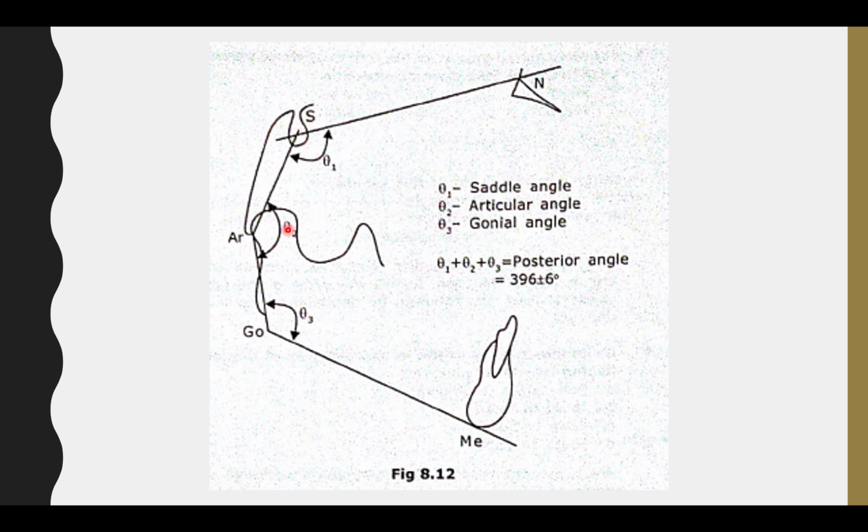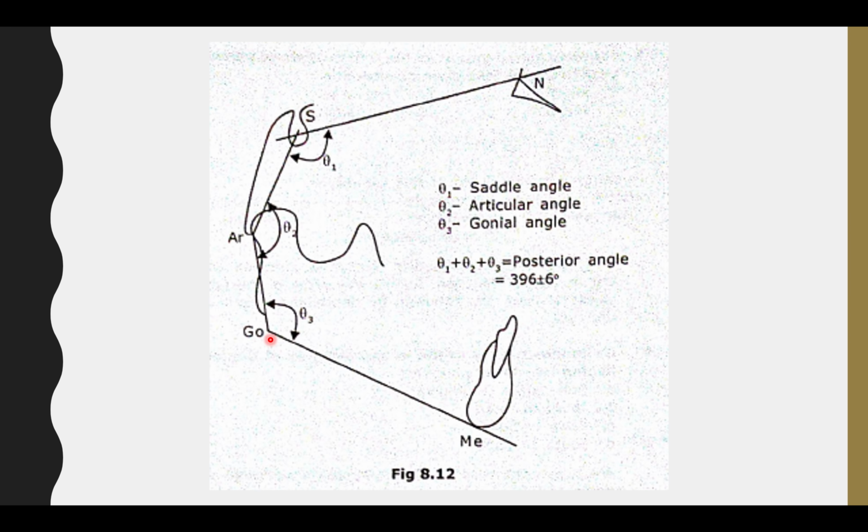Next comes your articular angle, the angle between sella, articular and gonion. So, this is your articular angle. Because of the opening and closing of your mandible, the articular angle will be increased or decreased. If it is increased, it shows a vertical growth pattern. If it is decreased, it shows a horizontal growth pattern.